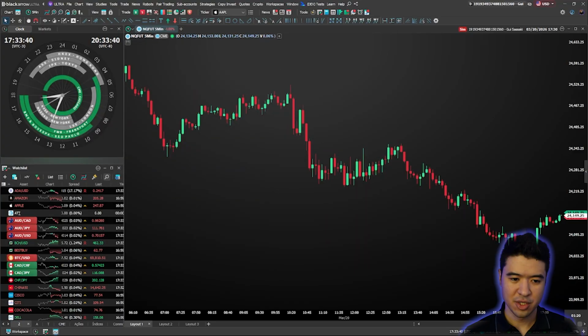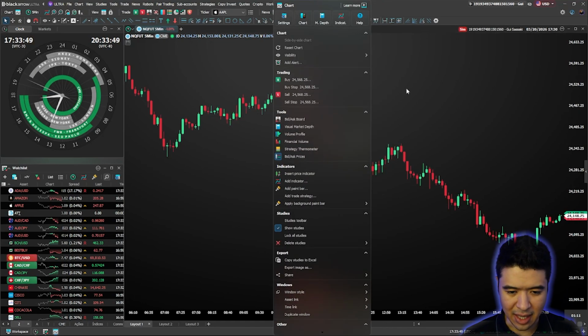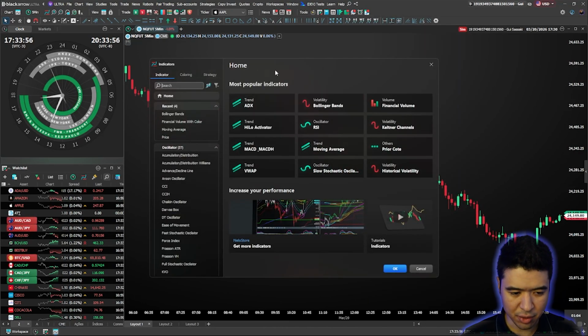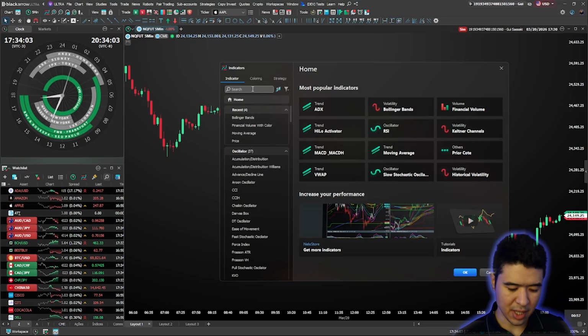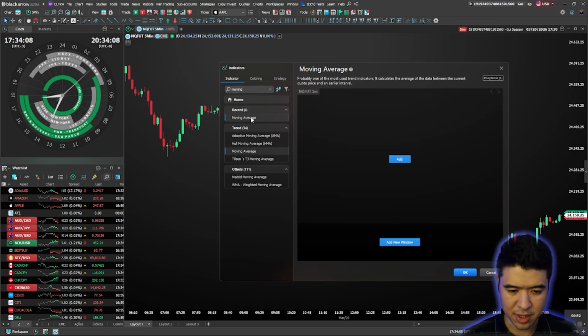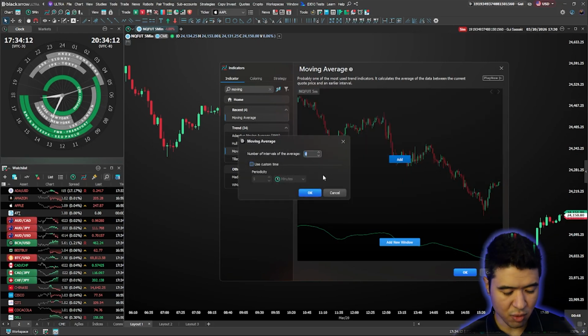So guys, here I am with the BlackArrow platform. That's my default platform here. What I'm going to do is click in any part of my BlackArrow platform and go for add indicator. When I click in here, you're gonna notice that BlackArrow brings us the most used indicators. So I'm going to look for the moving average. I'm gonna type it, moving average. That's the first one right here, and I'm going to use this as the 21 moving average.